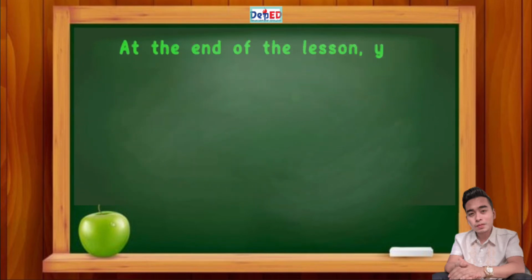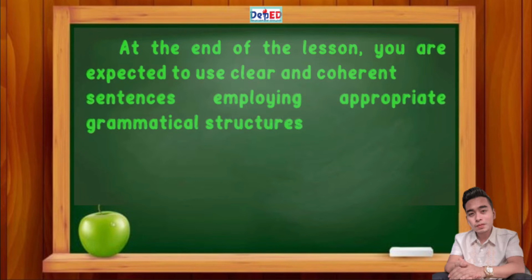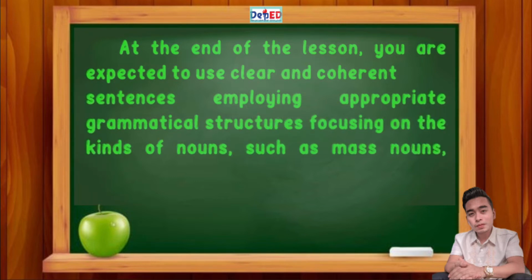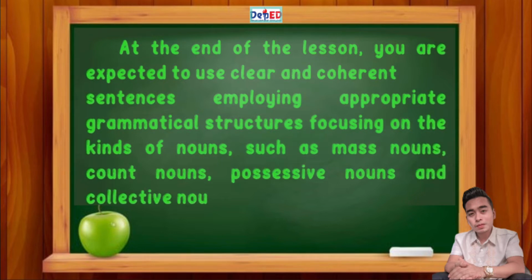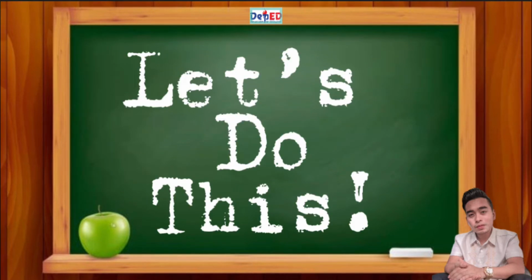At the end of the lesson, you're expected to use clear and coherent sentences employing appropriate grammatical structures, focusing on the kinds of nouns such as mass nouns, count nouns, possessive nouns, and collective nouns. Let's do this.